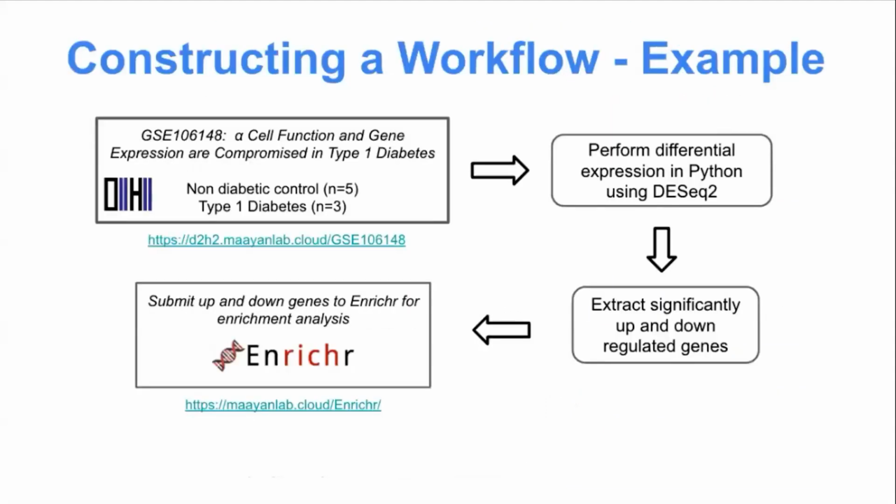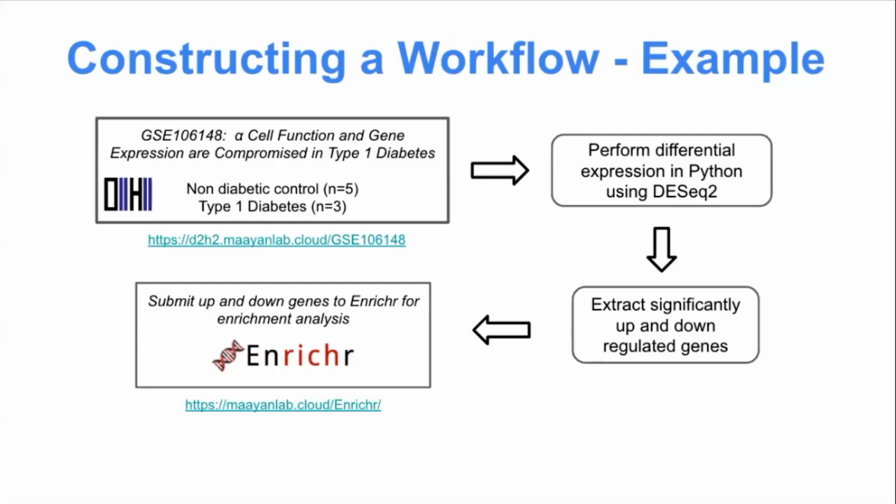So let's go through an example workflow. We can start a workflow from a study that compares a cohort with type 1 diabetes to non-diabetic controls to find that alpha cell function and gene expression are compromised in type 1 diabetes. GEO, or the Gene Expression Omnibus, is a major open biomedical research repository for transcriptomics and other omics datasets that currently contains millions of gene expression samples from many studies collected by research labs across the world.